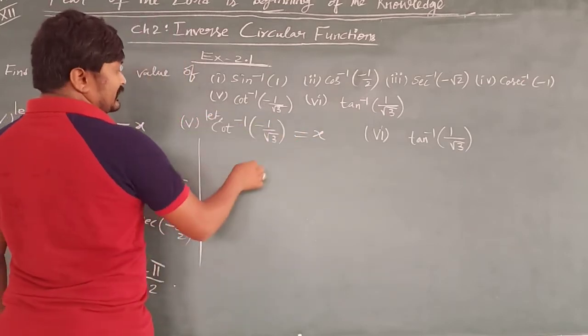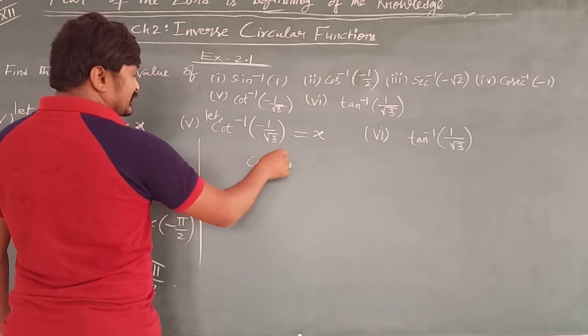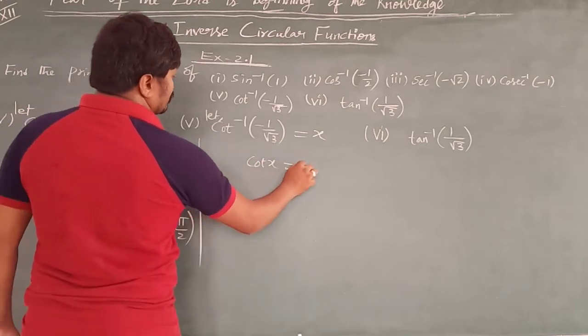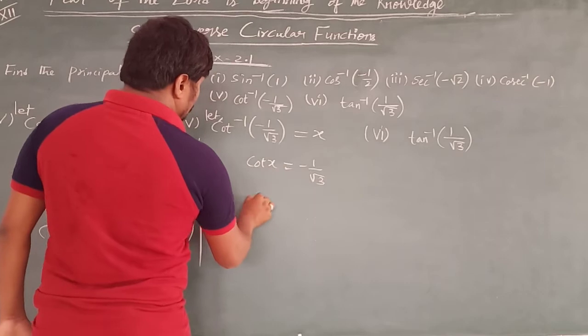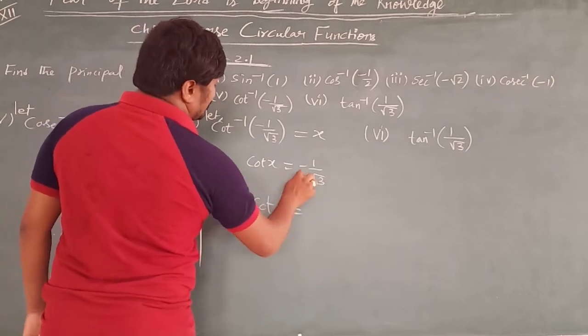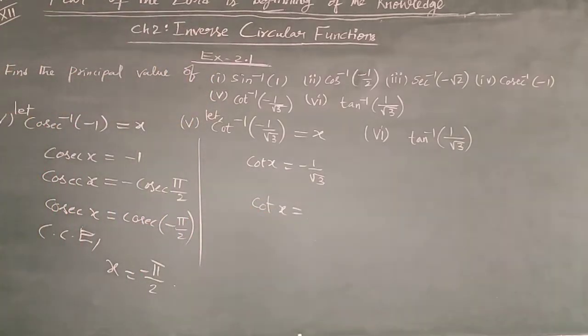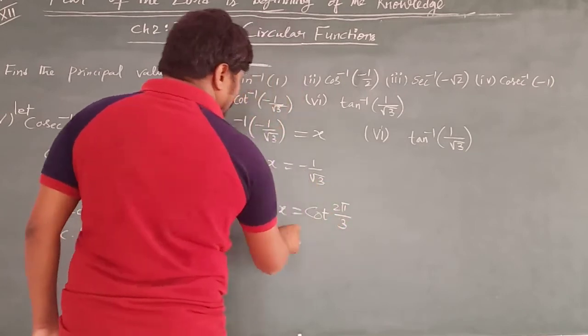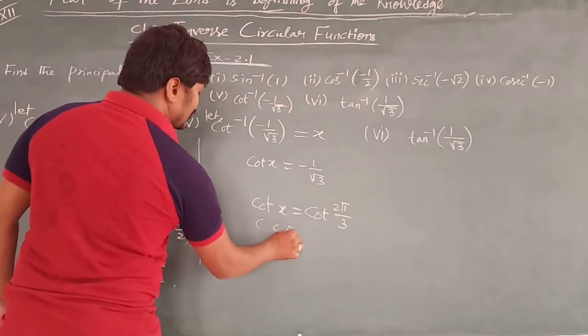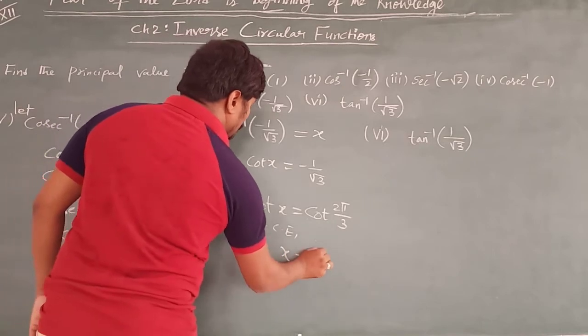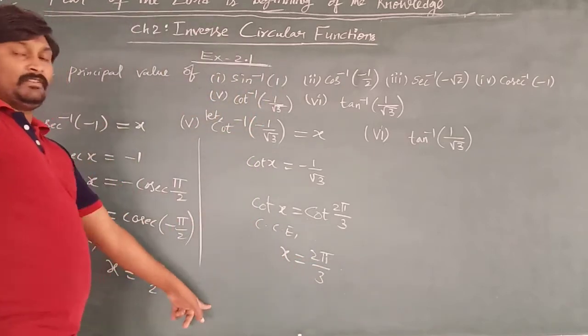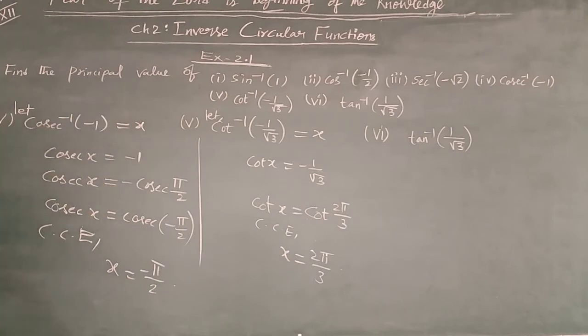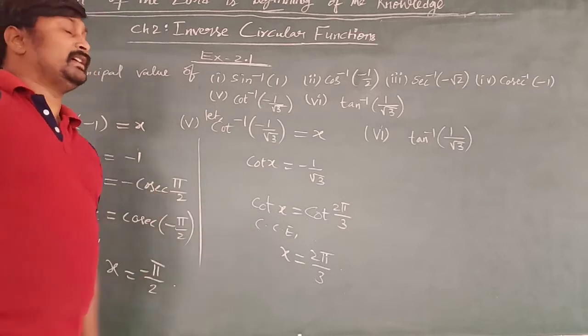So then what can we get here? Cot inverse becomes cot, so cot x is equal to minus 1 upon root 3. Then cot x is equal to, what is minus 1 upon root 3? That is nothing but 2 pi upon 3. Therefore the principal value of cot inverse minus 1 upon root 3 is equal to 2 pi upon 3.